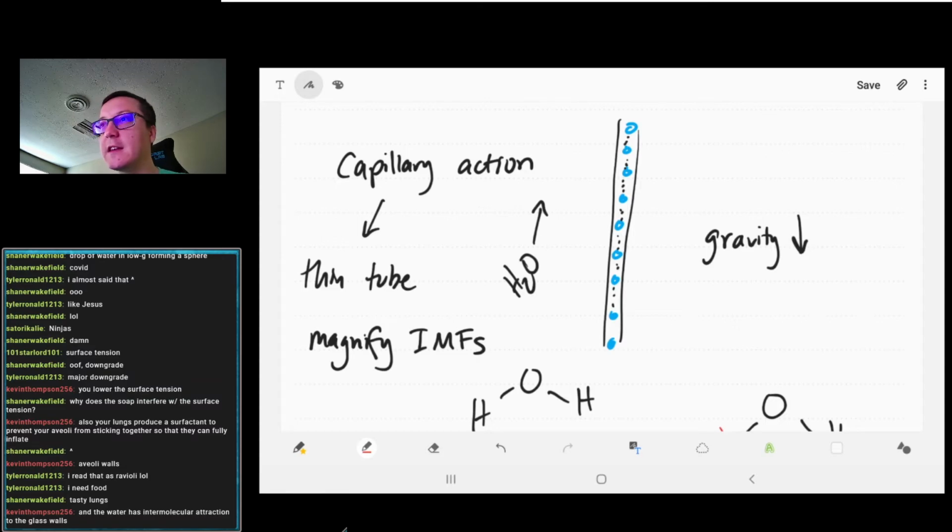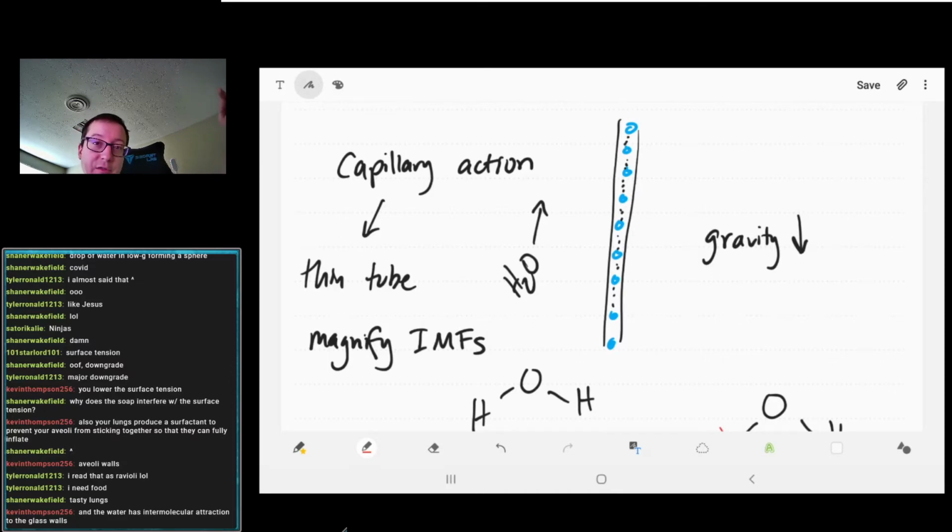This is something that's just a normal characteristic of life. So if you happen to have thin glass tubes at your house, you can do this. You can just have a bit of water. You can dip your glass tube in. You're going to see the water will move up.